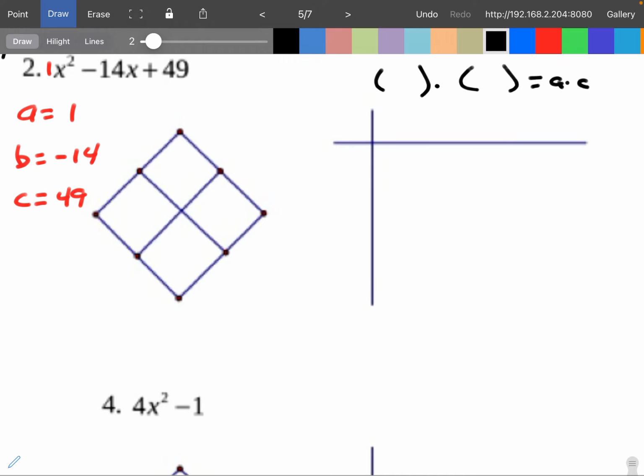All right, so then for this one, we're going to need two numbers that multiply to A times C, which is 49, positive 49. And then the same two numbers have to add up to B, which is negative 14. So what are two numbers that multiply to 49 and add to negative 14? Negative 7 and negative 7. Yep, that's good, guys.